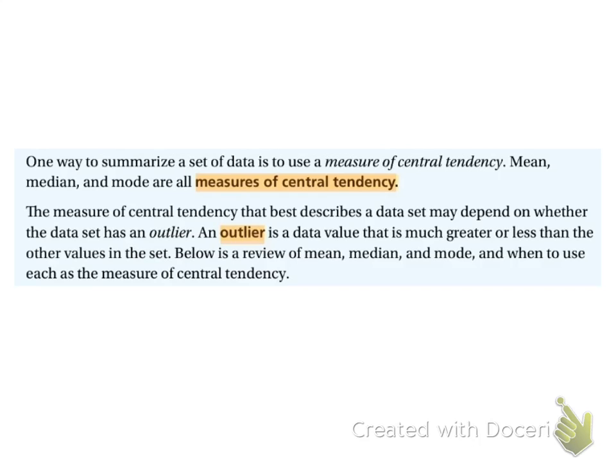A specific word you should know is an outlier. So a piece of data is an outlier if it's really, really big or it's really, really small and it doesn't seem to fit with the other ones, okay? And outliers usually throw off your average.